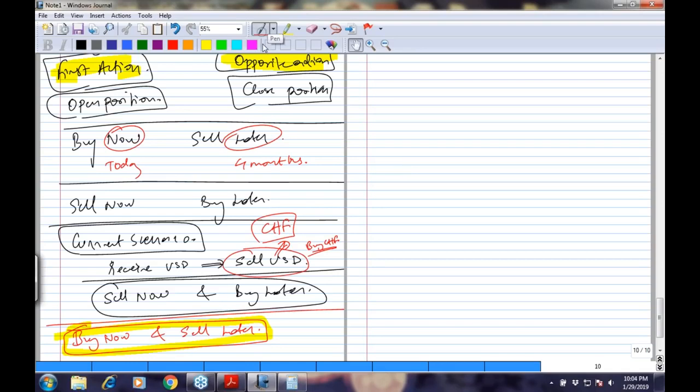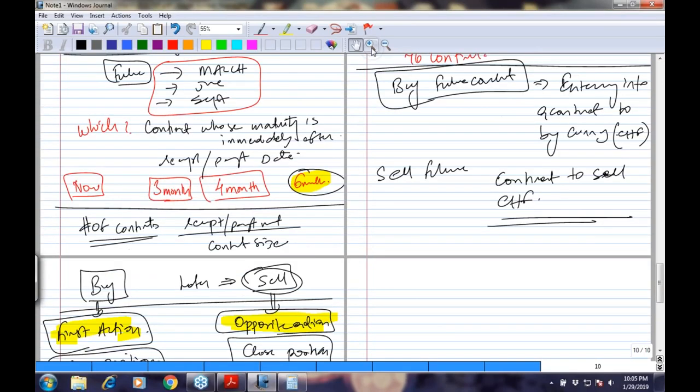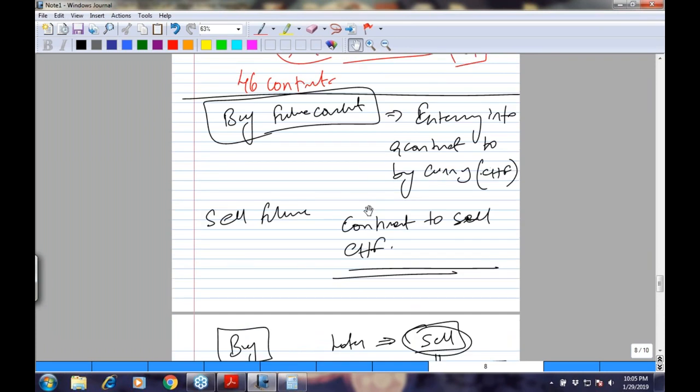The first thing that you need to understand is what exactly we mean by buy future contract or sell future contract. This is something you need to understand first. When we say buy future contract, that means we are entering into a contract to buy currency. If we say sell future, that means we are entering into a contract to sell the currency.